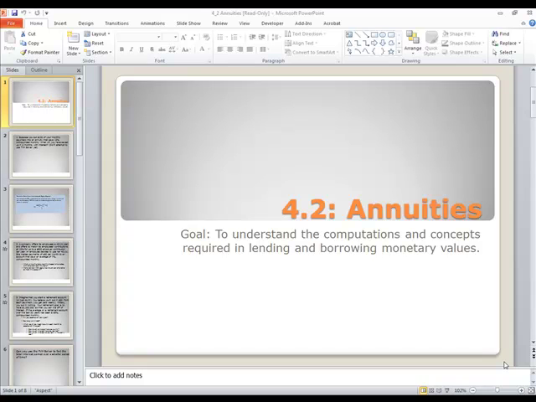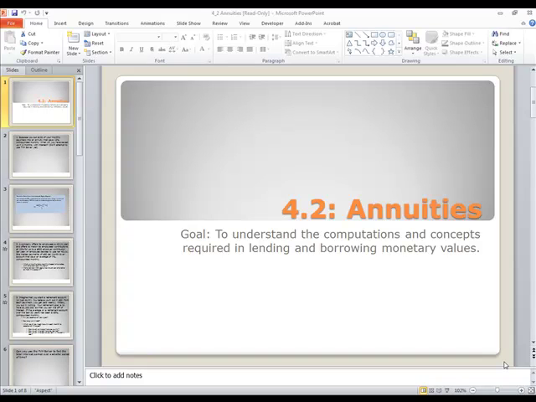Hello and welcome. Today we're going to talk about section 4.2, and because everyone's sort of at a different place, all the classes, we'll just go ahead and start from the beginning. So this is section 4.2 in our course manual. It's on annuities, and the goal is to understand the computations and concepts required in lending and borrowing monetary values.